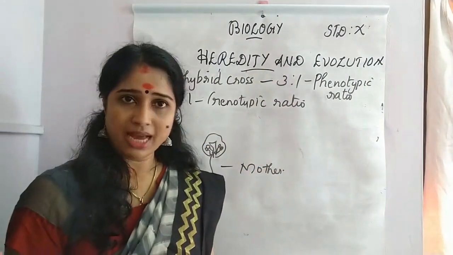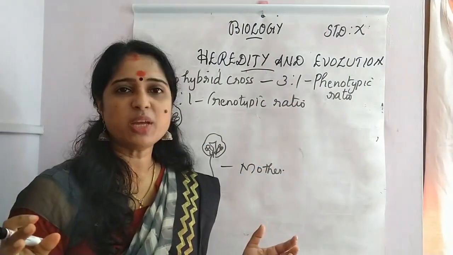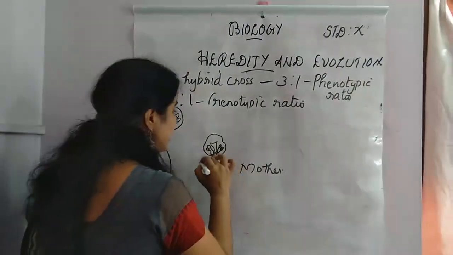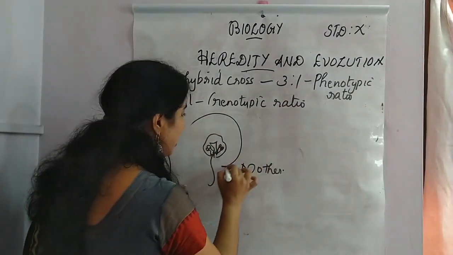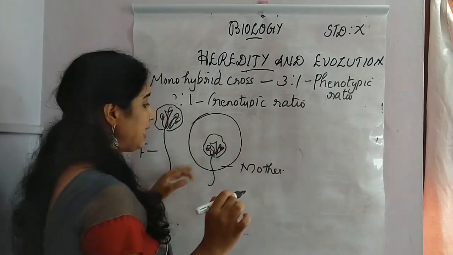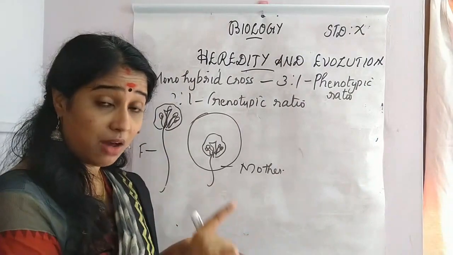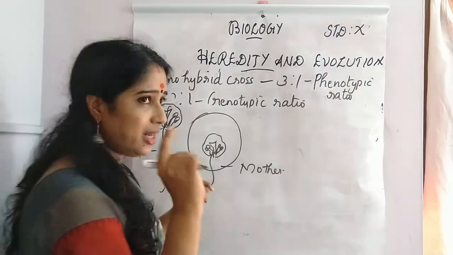If it may be a short plant, then Mendel's experiment will not be successful. So you know what happened? Mendel covered this flower using a polythene bag. But before covering it with a polythene bag, another danger is there.